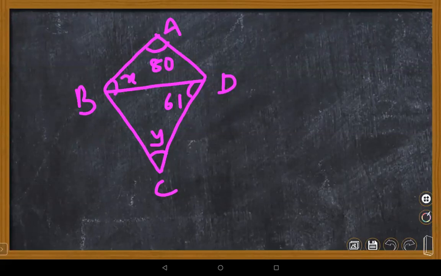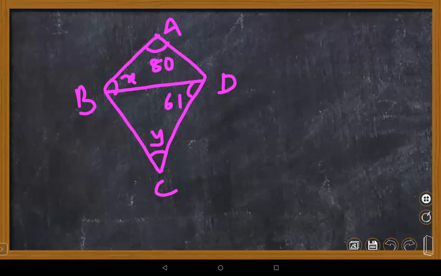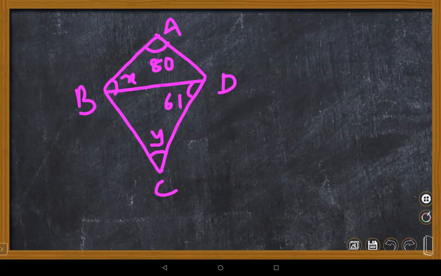Ma'am, are adjacent angles supplementary? Which property are you using? In a kite, we are not supposed to take adjacent angles as supplementary. No, ma'am, how can we find? That's why I'm asking, how are you supposed to find the Y value?